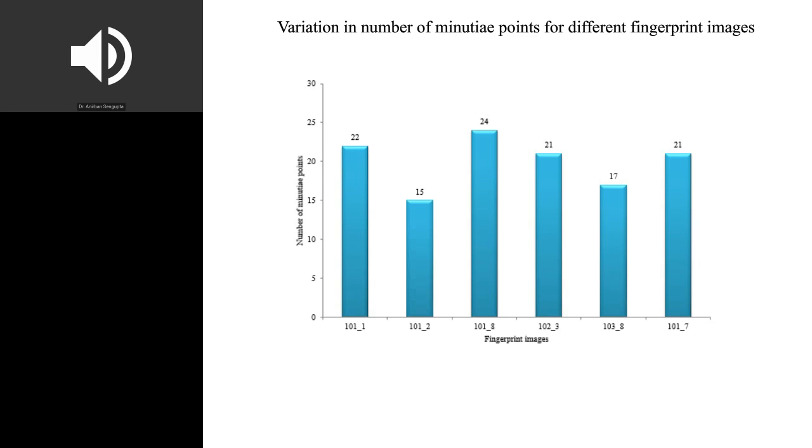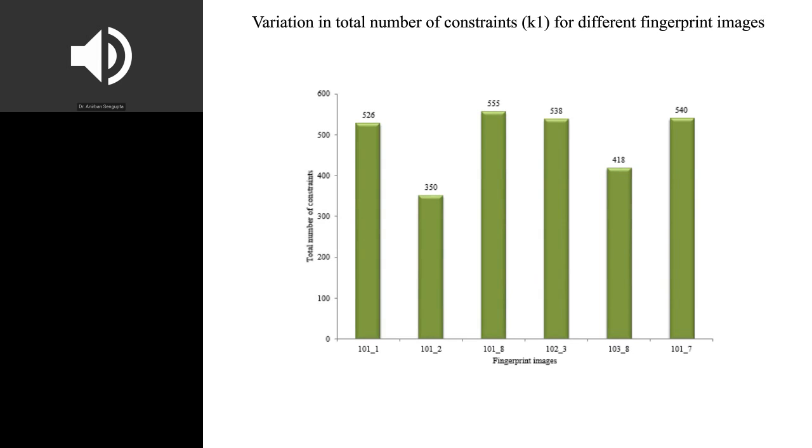Now, if we talk about the variation in the number of minutiae points for different fingerprint images, you can see that the minutiae points vary for different fingerprint images, as I've shown with the diagram in one of my previous slides. So this is certainly a possibility. We can also have a variation in the total number of constraints for different fingerprint images. The constraint sizes can vary to a large extent, as you can see here, from 350 to 555. There's a huge variation.